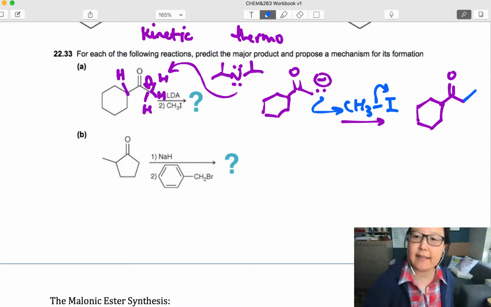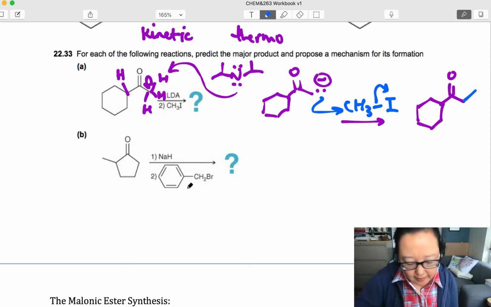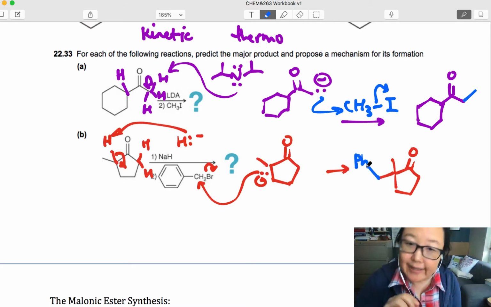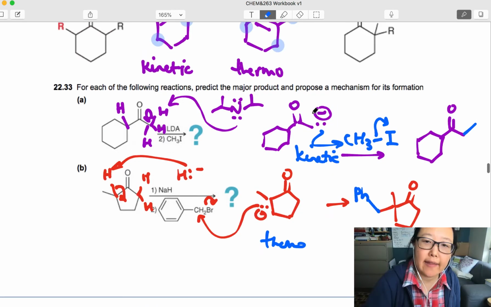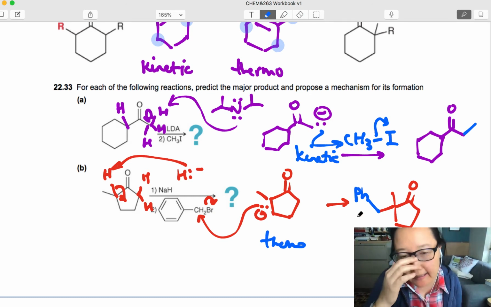So now you can see alkylation on this side, and for the next one, we'll have the opposite. Hopefully you see that this one makes the thermodynamic enolate, whereas the other one made the kinetic enolate. That resulted in an R group being on this side, whereas this one resulted in it being on the more substituted side. This is what we call regioselectivity, like Markovnikov, anti-Markovnikov. More substituted here, less substituted here.